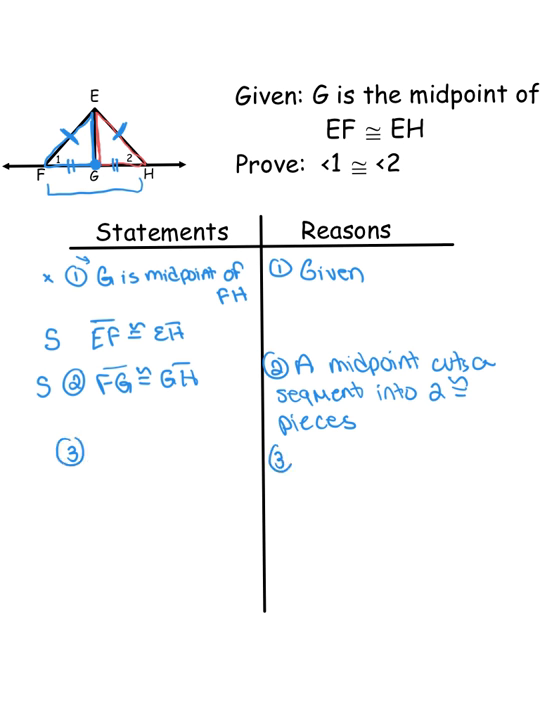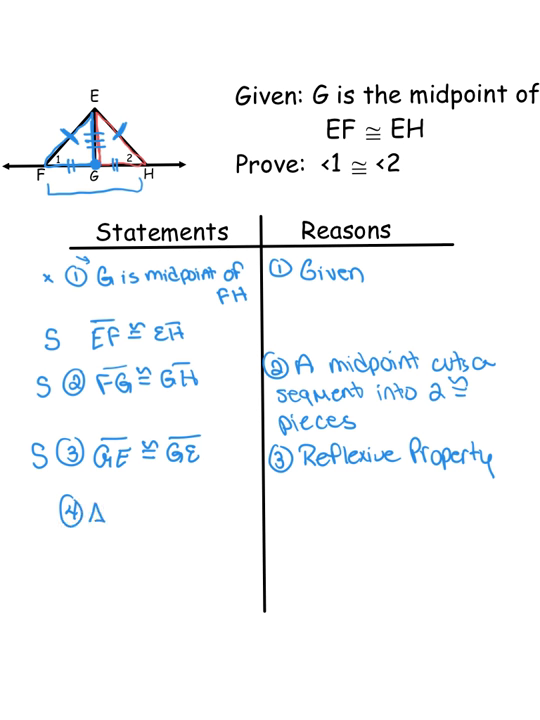Now, if I look, I have no more given information. So when we're stuck, we always look for the reflexive property, meaning does the blue triangle and the red triangle share a side or an angle? Or we look for vertical angles. In this case, we can say that GE is congruent to GE by the reflexive property, because it's in both triangles. That gives me a side.